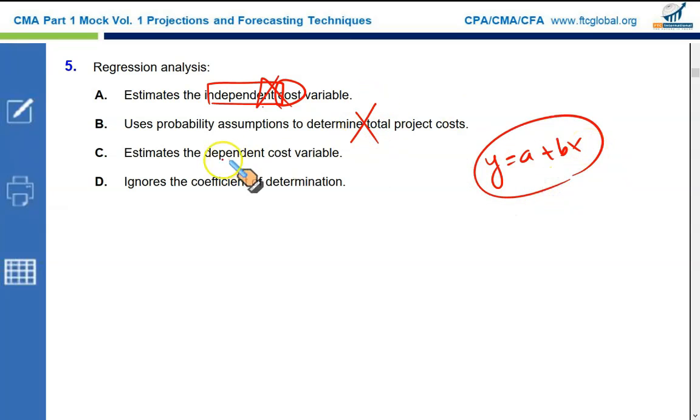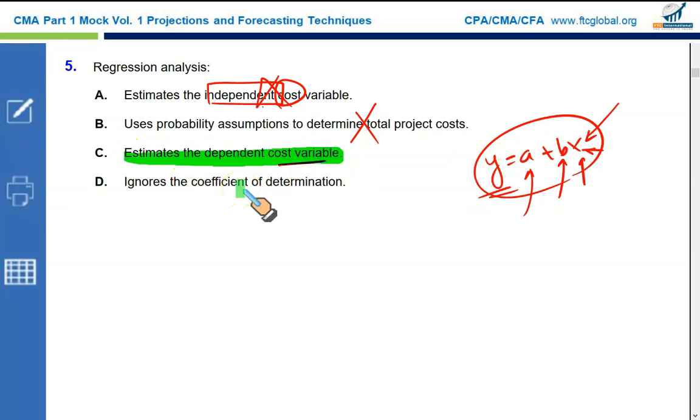What about C? Estimates the dependent cost variable. Yes, that's what we use. If X is your number of units, B is your variable cost per unit, A is the fixed cost, then by just changing the number of units, we can estimate the total cost. So this is the independent variable, this is the dependent variable, and this is the right option.